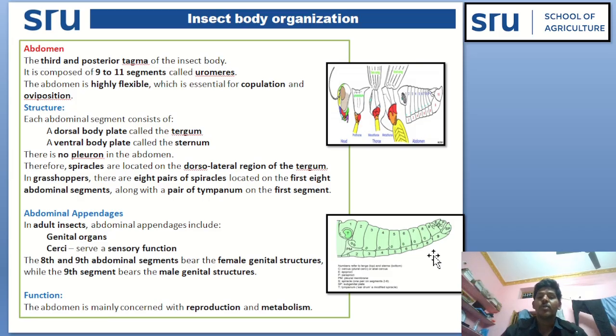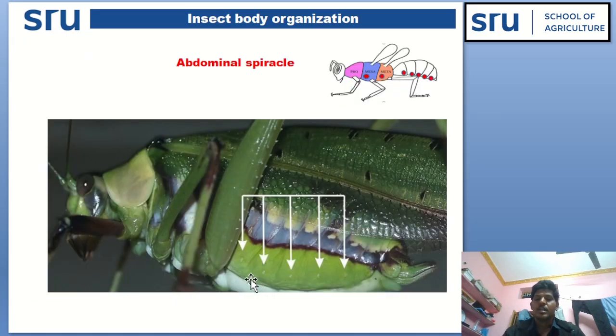What is the main role of the abdomen? The abdomen is mainly concerned with reproduction and metabolism. See here clearly the spiracle in grasshopper. These are the respiratory openings present on the lateral side of the insect body.